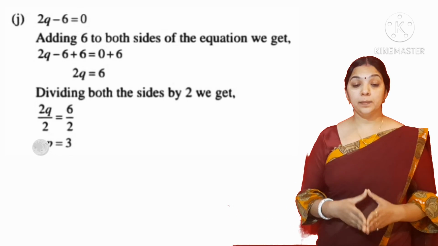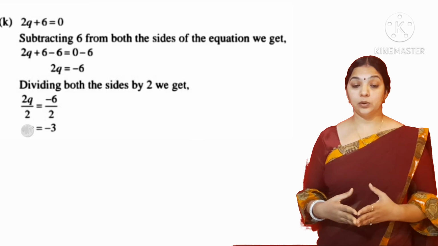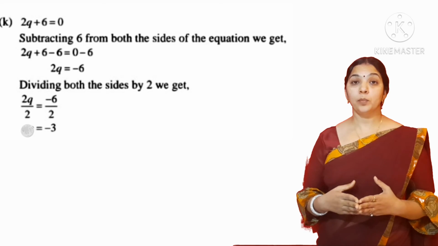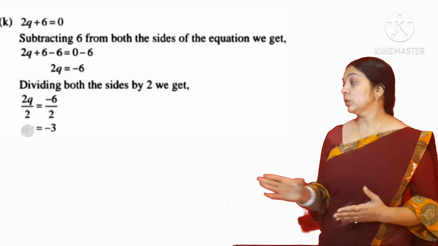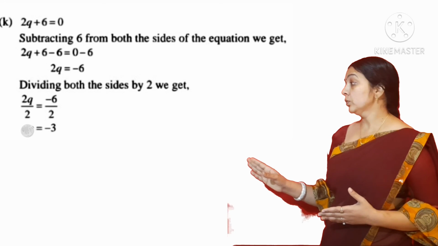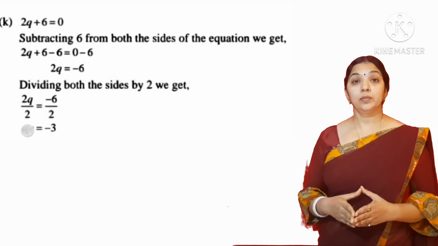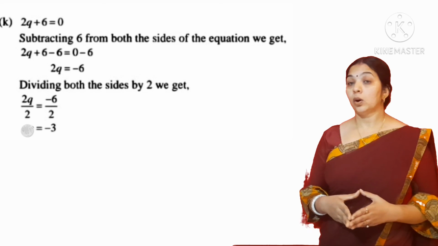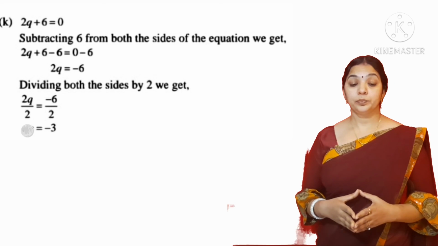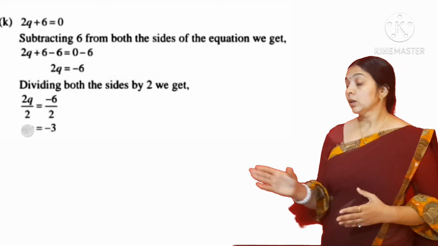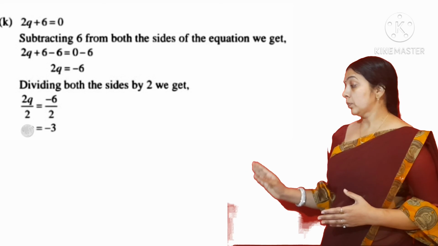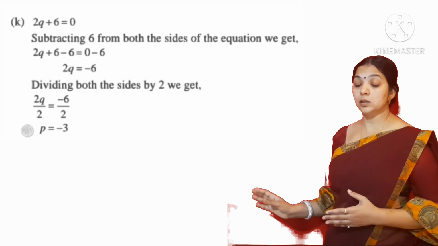Now 2q plus 6 is equal to 0. Subtracting 6 from both hand sides, we will get 2q is equal to minus 6. Now we will divide by 2 on both hand sides. So it would result in q is equal to minus 6 upon 2 is equal to minus 3.